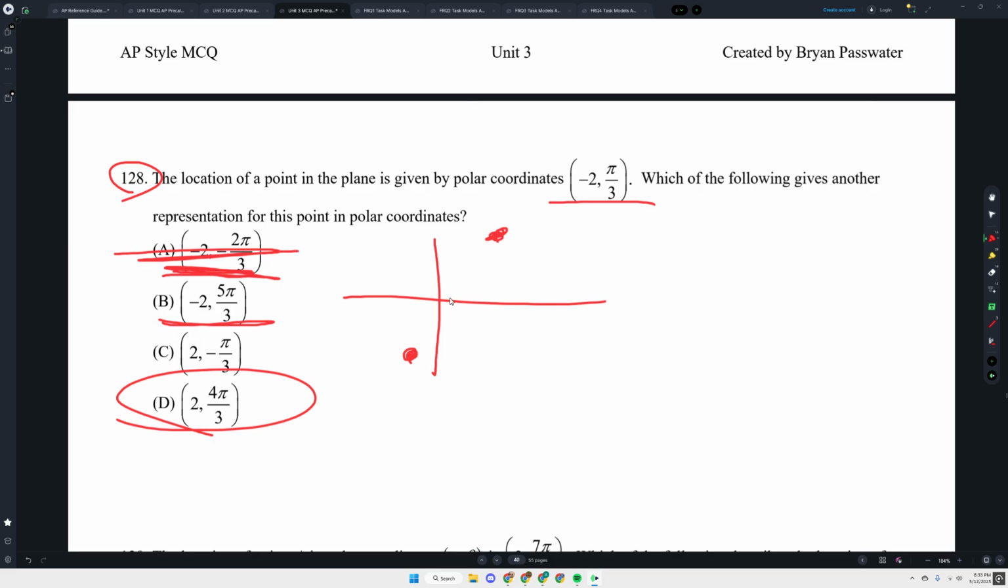From here, -2, 5 pi over 3. So we're going to rotate to 5 pi over 3, which means that's going to be over here. And then we're going -2, which means we're up here. Which means this is also false.